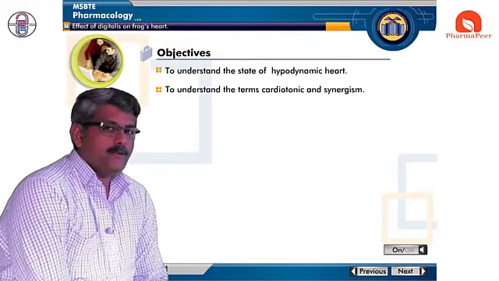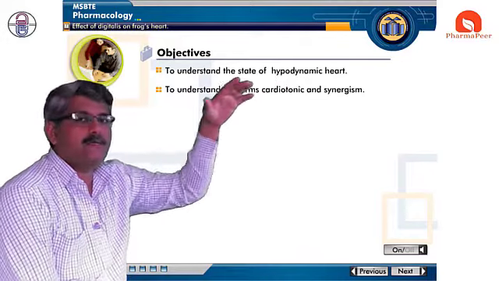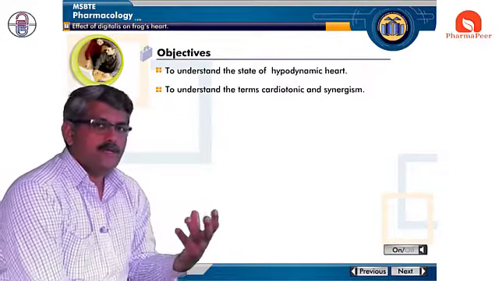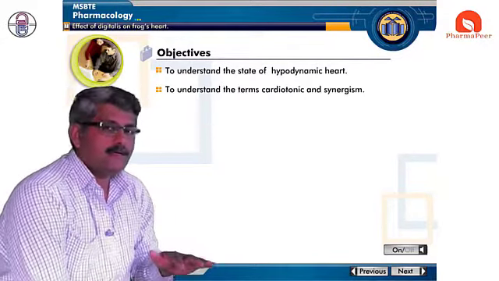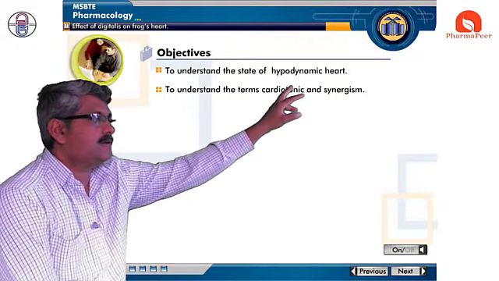So what do you mean by hypodynamic? This word hypodynamic is made of hypo, which is nothing but decrease or lower, and dyna, which is nothing but rhythm. So it is a state of the heart where the rhythm of the heart is a little bit depressed, a little bit down. That we call a hypodynamic state of the heart.